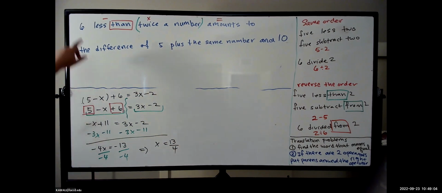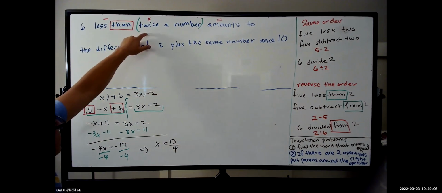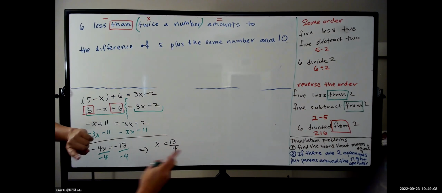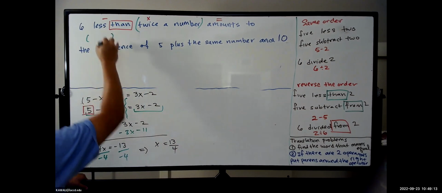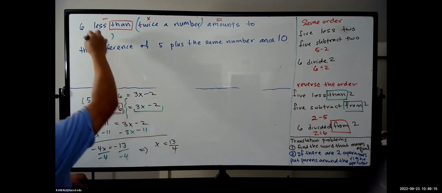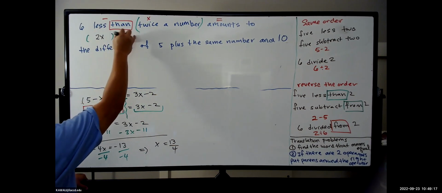Okay. So 6 less than this. So this tells me the reverse order. So I'm going to go 2x minus 6 is equal.